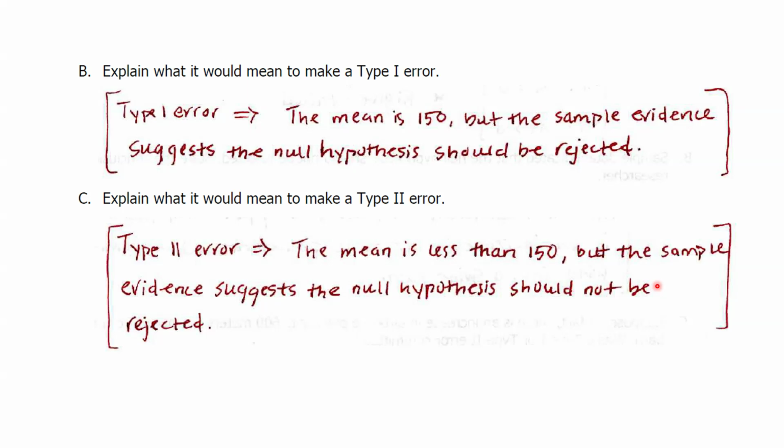So in the context of our problem, the admissions officer would fail to detect that their students really are scoring below the national average, missing an opportunity to address a real problem.